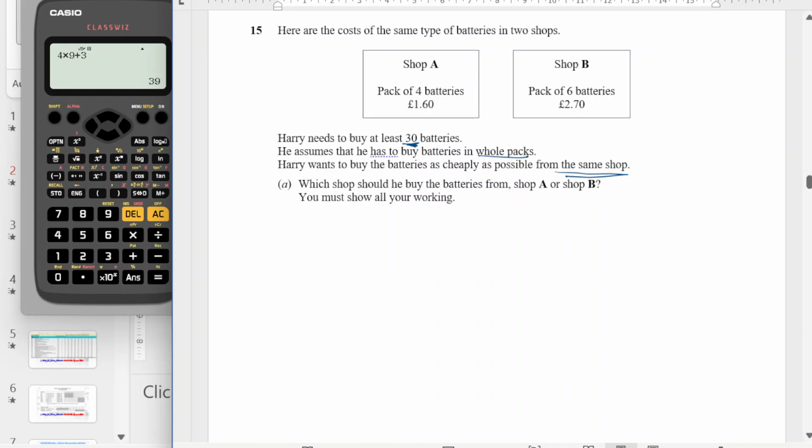Okay, so I'm going to start by looking at shop A, and I'm going to see how many packs he would need to buy. If he wants to get at least 30, he would need to buy... 30 divided by 4 is going to be 7.5, so you would need to buy 8 packs of batteries from that shop. And then for the second one, for shop B, batteries come in packs of 6. So we would need to buy 5 packs from this shop. Right, so that's how many packs.